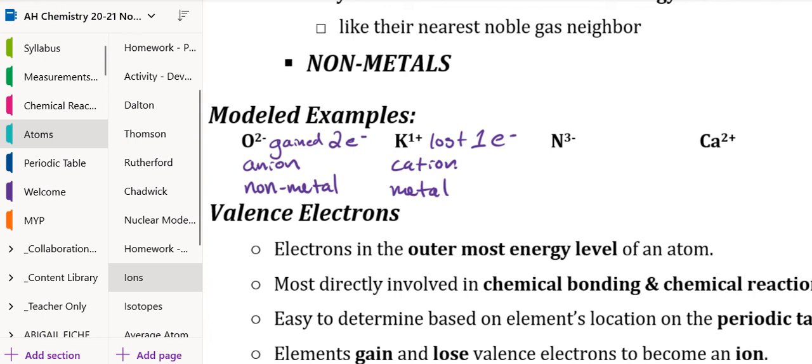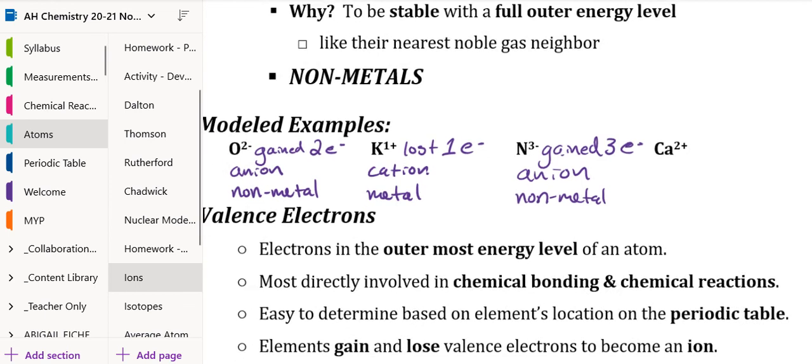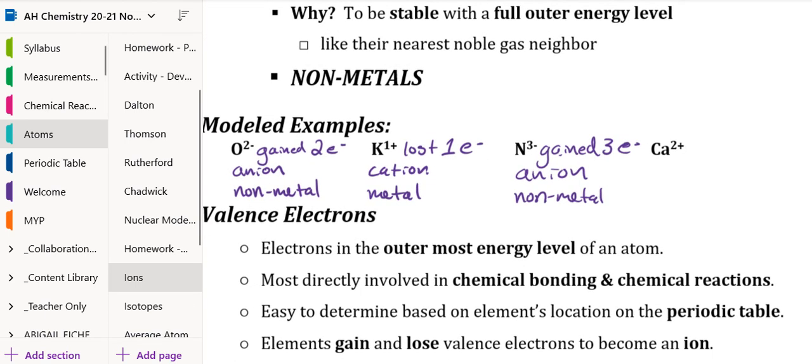Okay, N with a 3 minus charge. What happened to it to form that ion? It gained 3 electrons. An anion or cation? Anion. And is nitrogen a metal or a non-metal? Non-metal. Non-metal. Very good. And then the last one, Ca, what element is Ca?